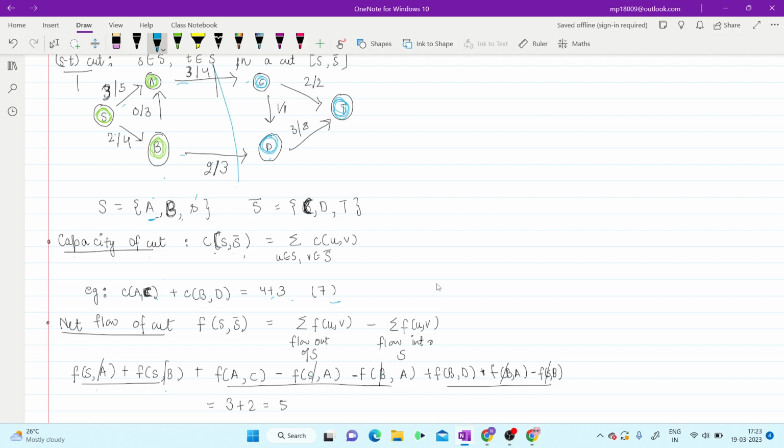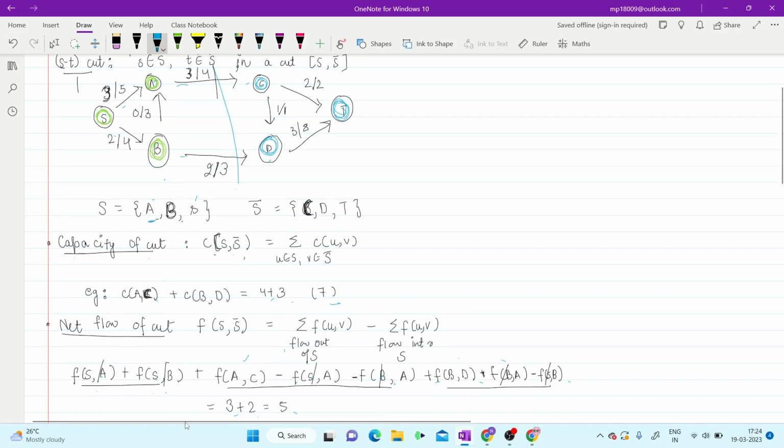So we see there are two edges going out of B, which are BD and BA. We sum up BD and BA and subtract the flow coming into B through S, which is SB. Now, if we look at this calculation, FSA will cancel, FSB will cancel, FBA will cancel, and we are just left with the flow value of AC and the flow value of BD, which is 3 plus 2, 5. So the net flow of the cut is this.